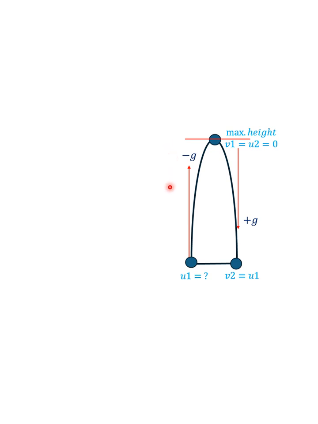Wait, look at this. Can you explain this simple diagram? This is motion under gravity.